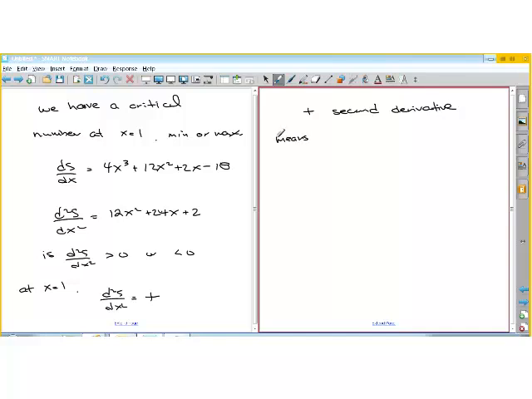Now what that means is concave up, which means therefore we have a minimum distance at x equals 1.